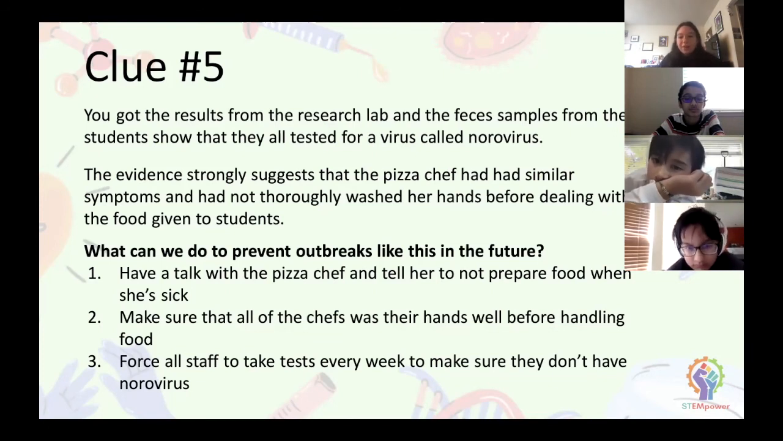These are all very good answers, so there's not really a choice here. But what we should say is we should have a talk with the pizza chef and tell her to not prepare food when she's sick. Make sure that all of the chefs wash their hands well before handling food. That was not written very correctly, but I think you guys know what it's trying to say. And then force all staff to take tests every week to make sure they don't have norovirus. All of these are pretty good. The only one I would say that's kind of extreme would be number 3. I don't know if you can enforce mandatory testing. Yeah, 2 is a good answer.